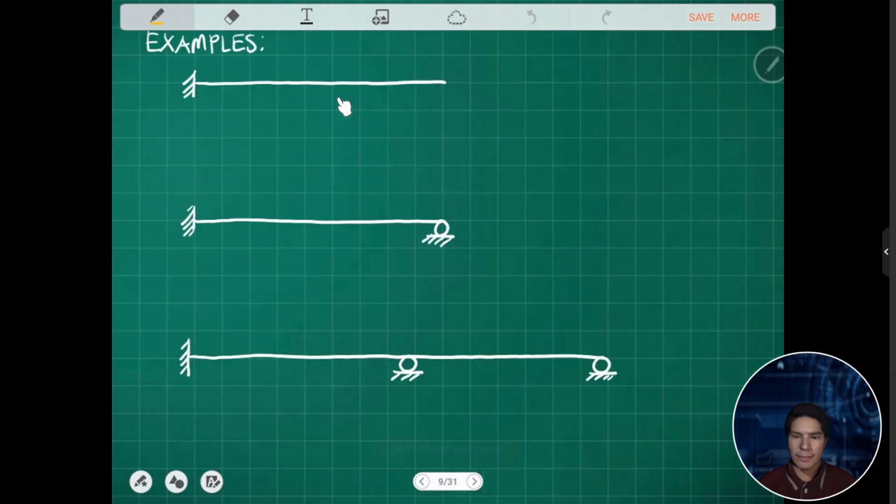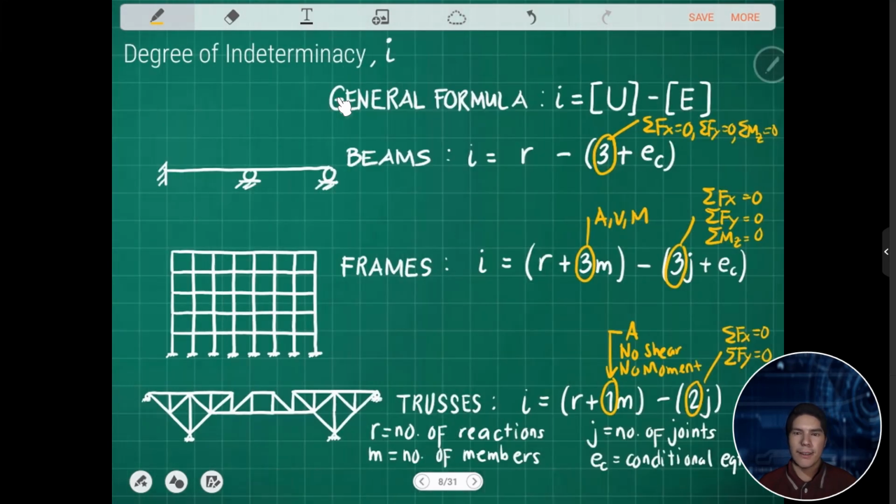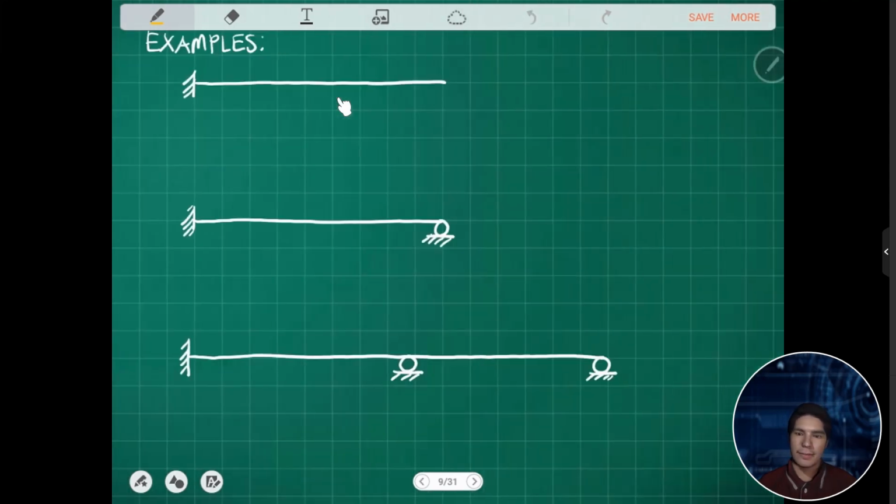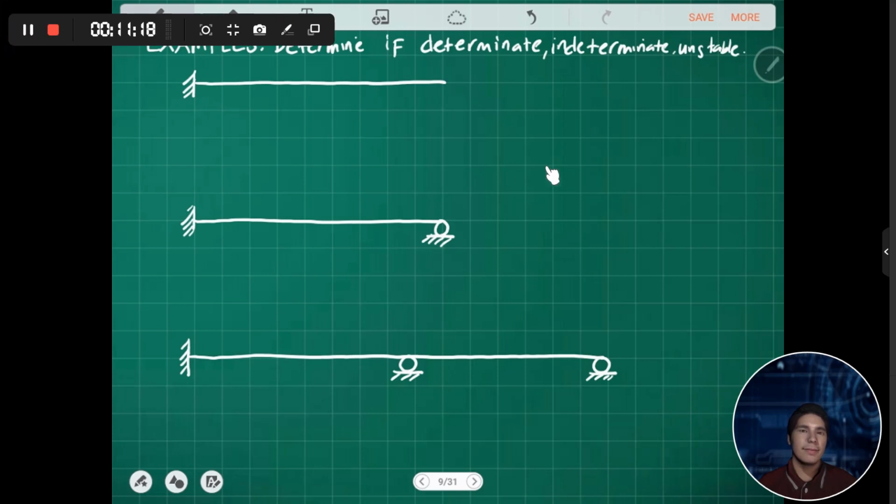Okay, so in the next video, we're going to use the formulas here to determine if a structure is determinate, indeterminate, or unstable. So, okay, let's solve.